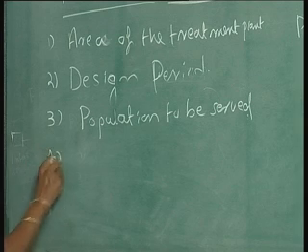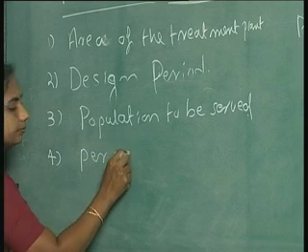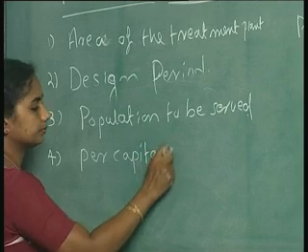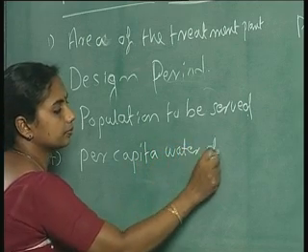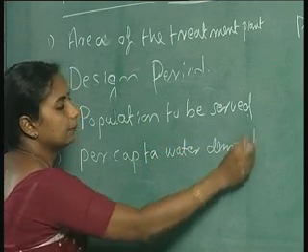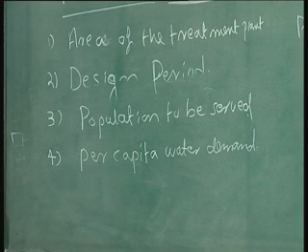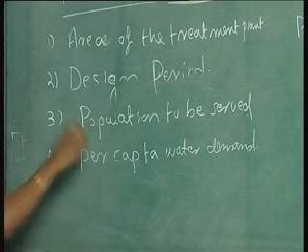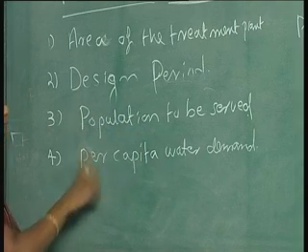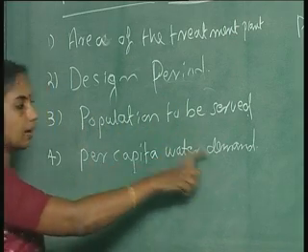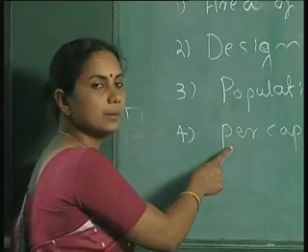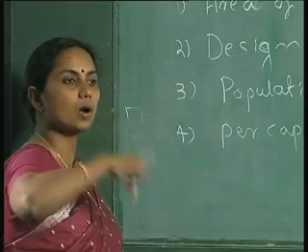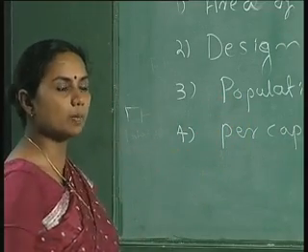And the fourth one is per capita water demand, because we have seen that quality as well as quantity is very, very important. If you want to find out the quantity to be treated, we should know the population to be served and the per capita water demand. If we know the population and the per capita water demand, we know the total water to be supplied for domestic purposes.